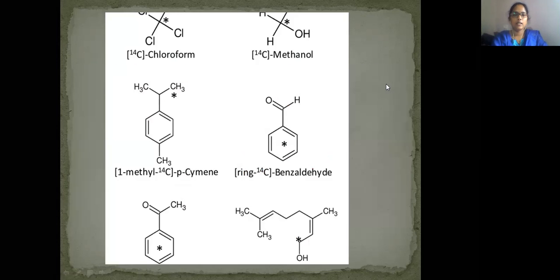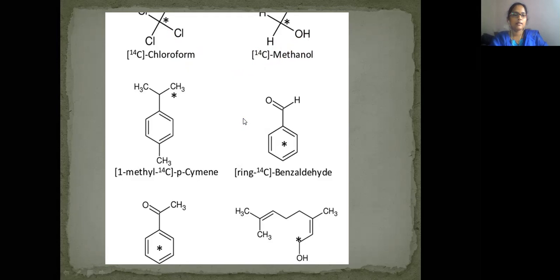Here we can see some examples of radiolabeled compounds. In chloroform, CHCl3, we have one carbon, right? We are replacing this carbon with the C14 isotope, and we are using this chloroform in several reactions to observe the intermediates formed. And this is one more example of a labeled compound: radiolabeled methanol. Here the carbon is replaced with the C14 radioisotope.